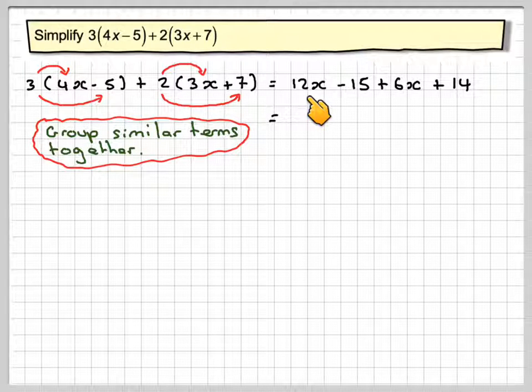Right, the next thing, a good idea, is to group similar terms together. So there are 2 types of terms here. There's a 12x and 6x, they are similar terms, and the minus 15 and the 14. So we're going to write 12x plus 6x, and then we're going to write minus 15 plus 14.